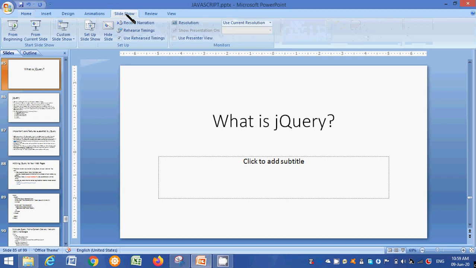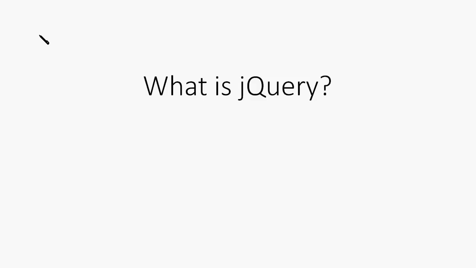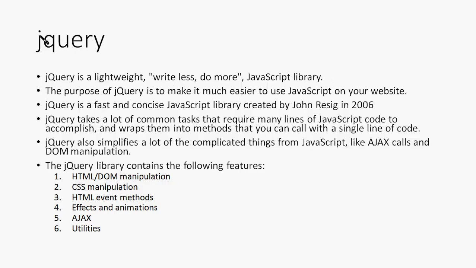jQuery is actually a JavaScript library. It is lightweight and has the aim of "write less, do more." That is, we are saving all the functions in a library and we just call these functions. So the purpose of jQuery is to make it easier to use JavaScript on your website. It is a fast and concise JavaScript library, created by John Resig in 2006.